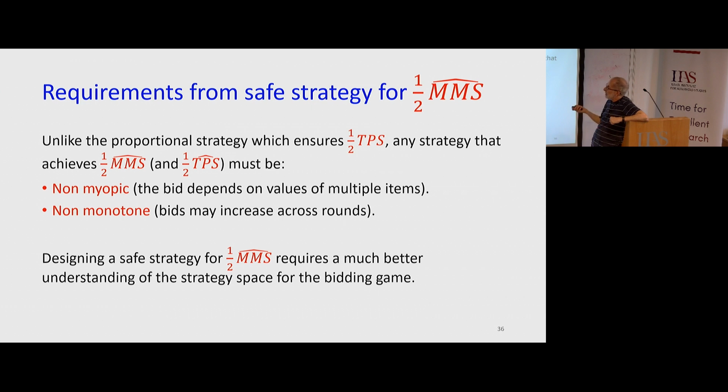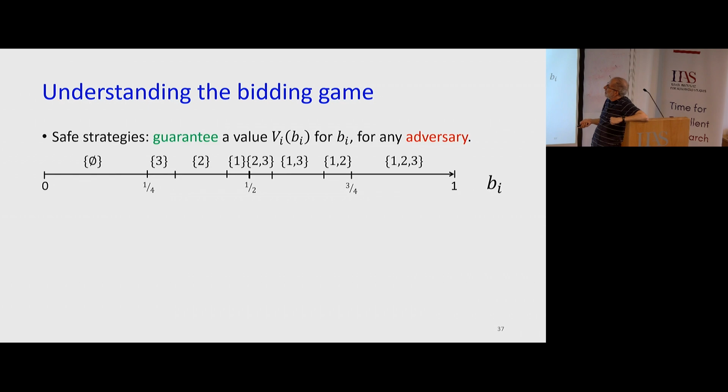Okay, so to design a safe strategy for half MMS hat requires a much better understanding of the strategy space of the bidding game. I won't describe it in detail. We have some partial characterization of what are the best strategies that you can have when you bid against an adversary.